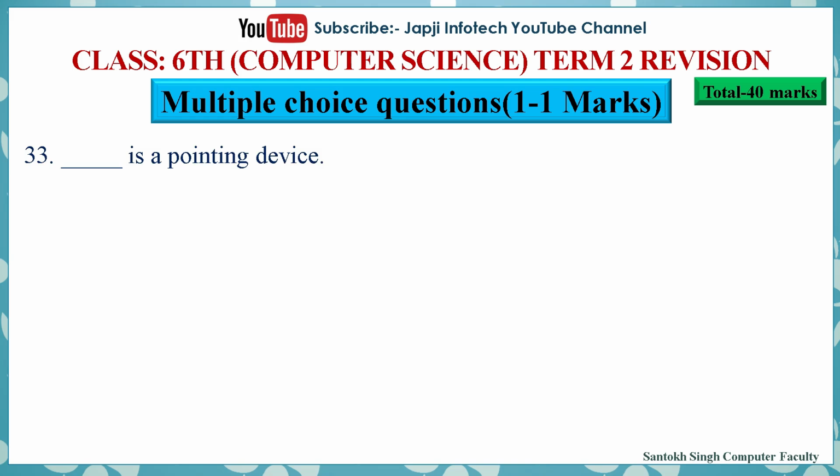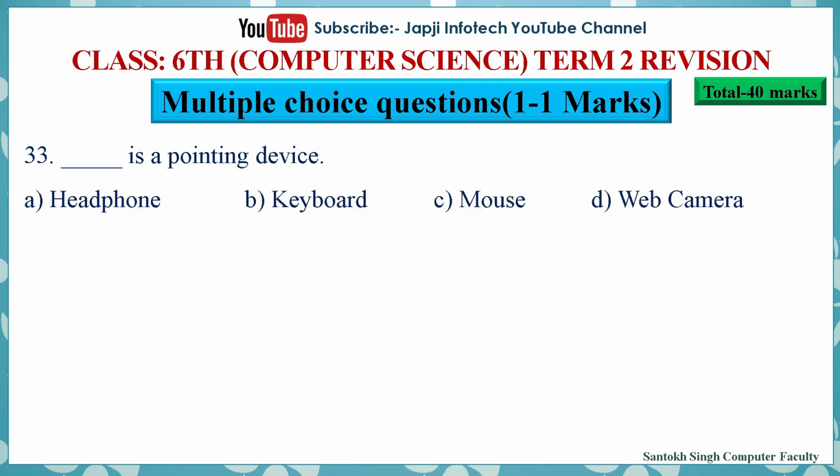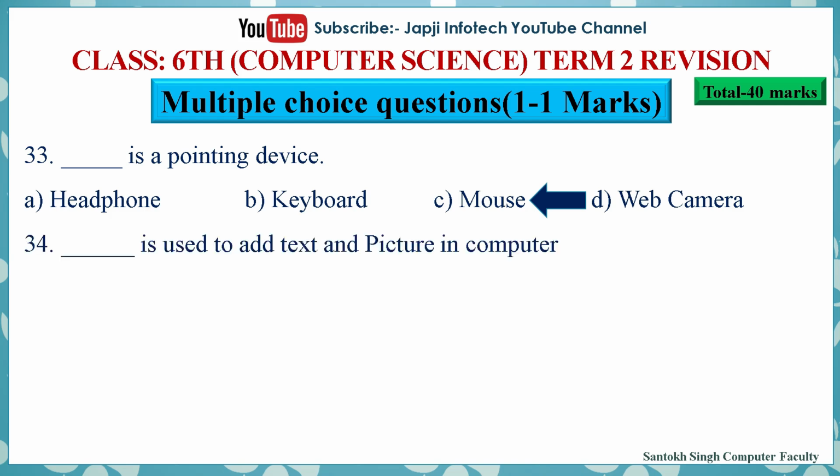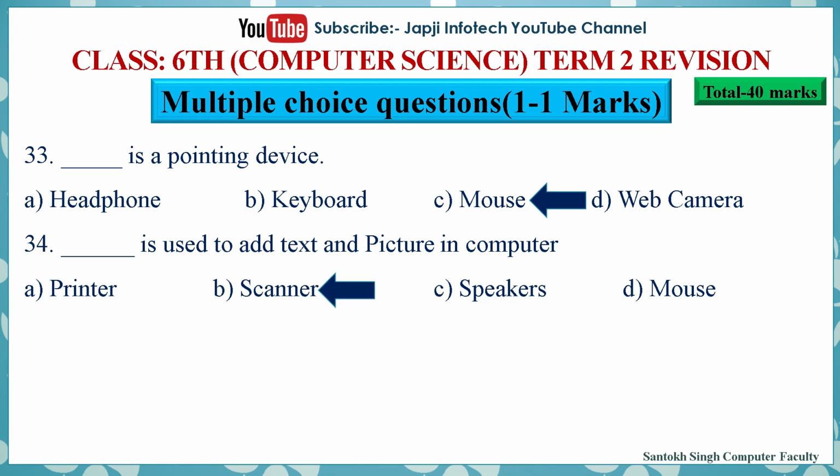And 34th question is dash is a pointing device and the options are headphone, keyboard, mouse, and the last one is web camera. And the right answer is mouse is a pointing device. And 34th question is dash is used to add text and pictures in computer and the options are printer, scanner, speaker, and the last one is mouse. And the right answer is scanner is used to add text and picture in computer.